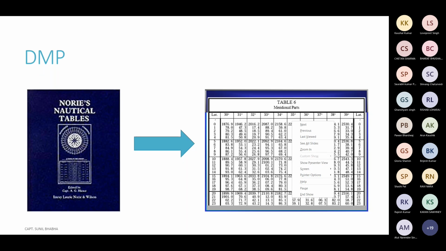So any doubt beta anywhere in any of the sailings? No sir.